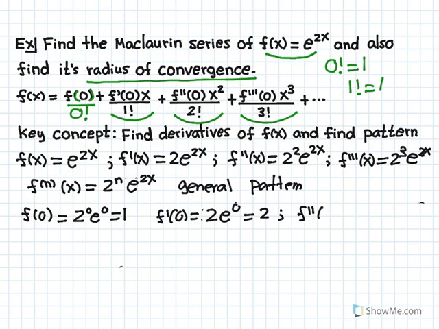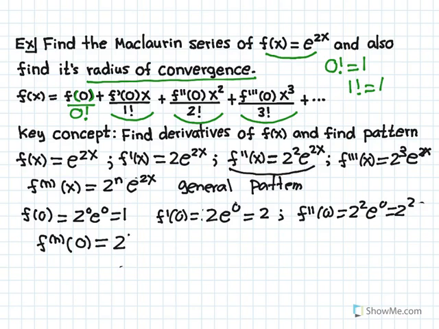f double prime of 0, plug in x equals 0 into this expression for f double prime, we get 2 squared e to the 0, and we get 2 squared. In general, the nth derivative evaluated at x equals 0 is equal to 2 to the power of n.